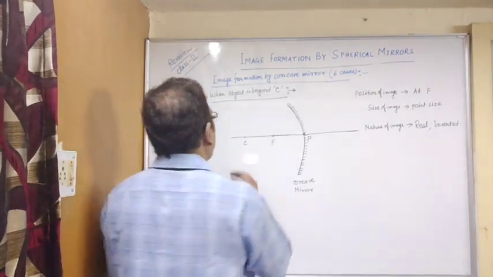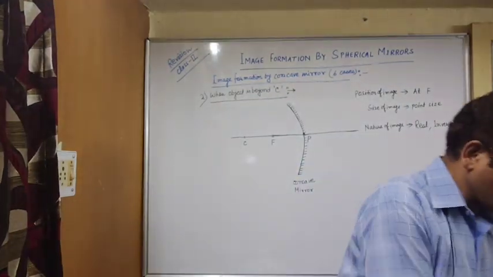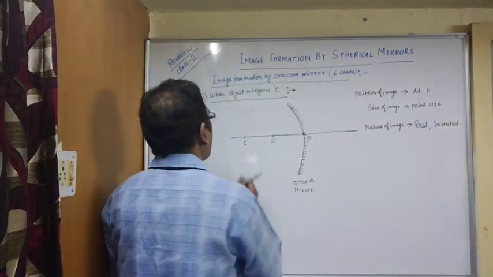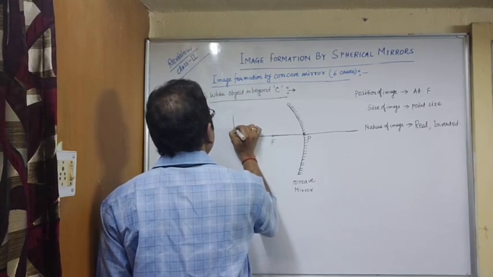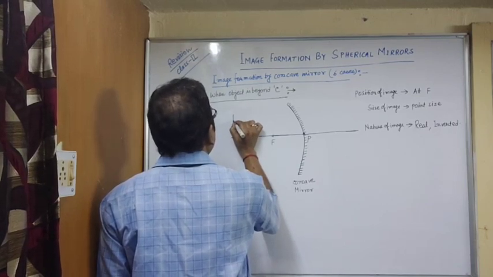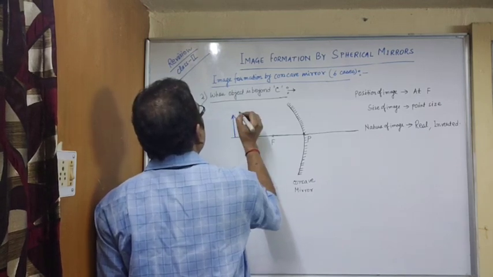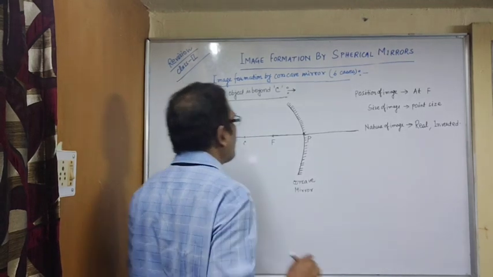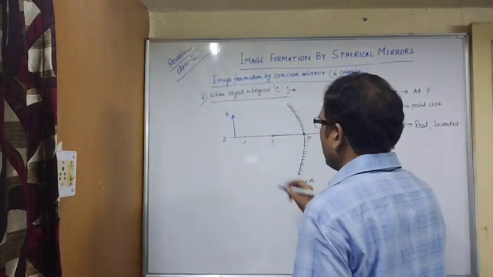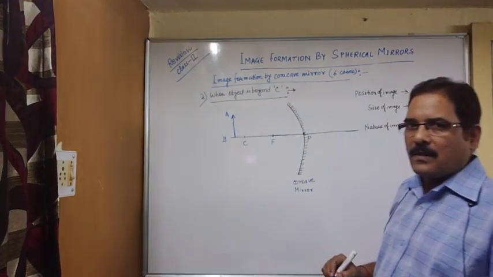So this time we place the object somewhere here, beyond C. Beyond center of curvature means suppose the object is here. You can name the object. That object is AB. AB is the object whose position is beyond center of curvature.